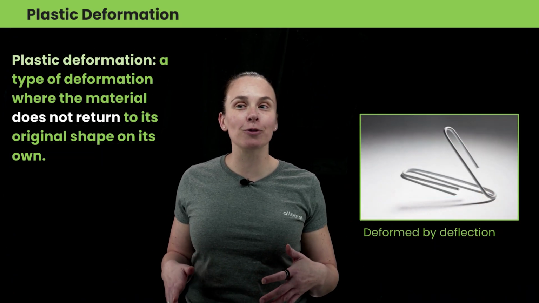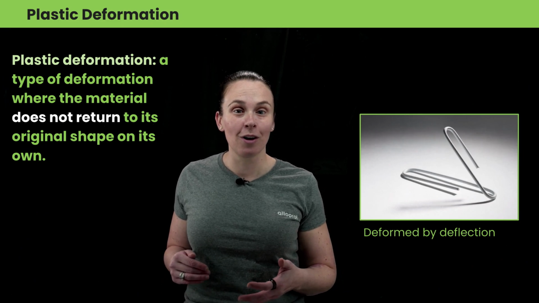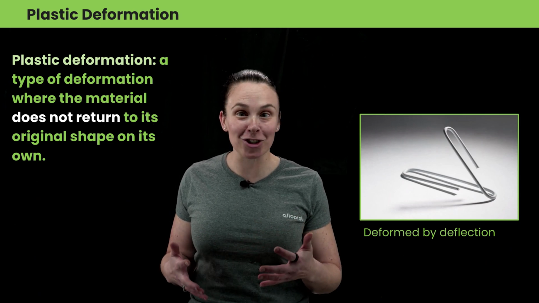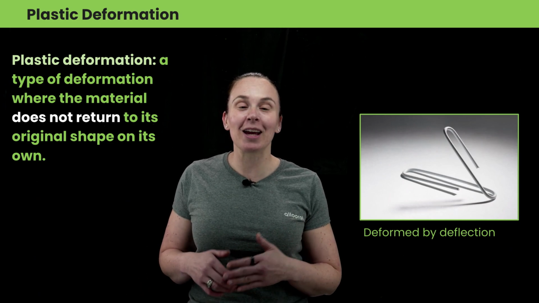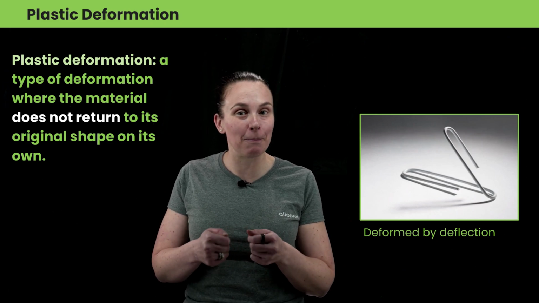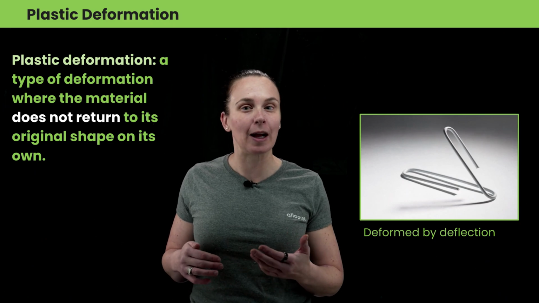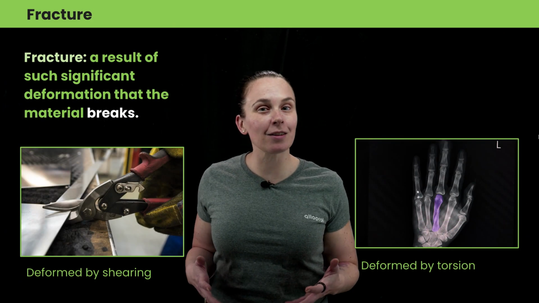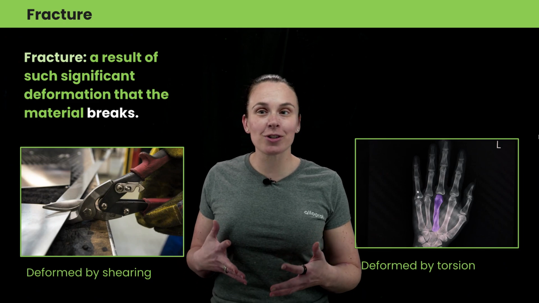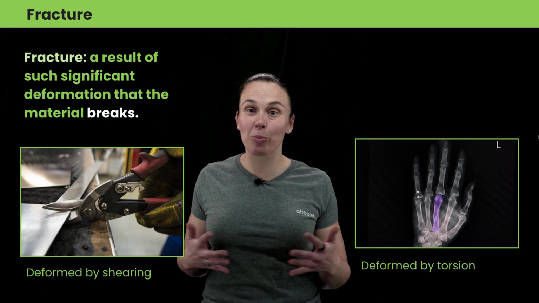The next deformation that we could encounter is called plastic deformation. And this is a type of deformation where the material does not return to its original shape on its own. So if I take the example of this paperclip deformed by deflection, it will stay that way unless I apply another constraint to bend it back to its original shape. So it won't go back on its own. It needs a little help. And finally, the last type of deformation is a fracture. Fracture is a result of such a significant deformation that the material will break.